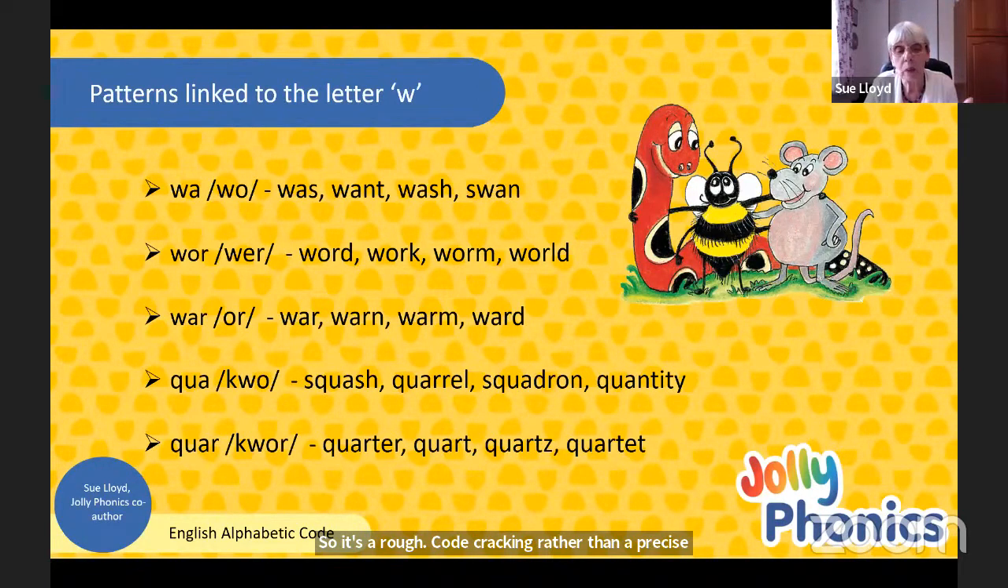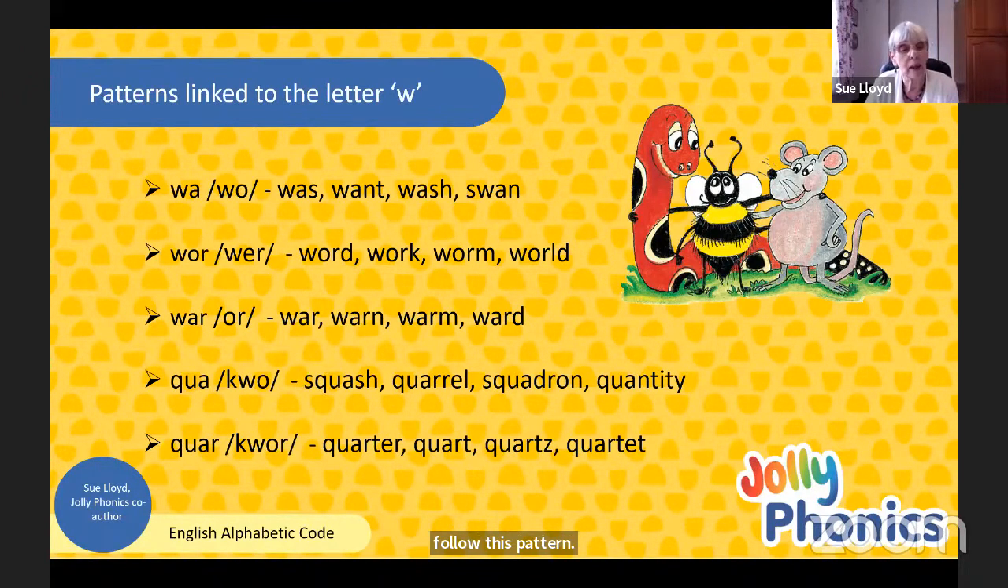So qu, there's the w, and it's got the same rule with the o. When you hear the o, it's written with an a. So the qu and the a: squash, quarrel, squadron, quantity. These all come later in the teaching because they're quite hard words and they follow this pattern. So they will have a lesson of their own.